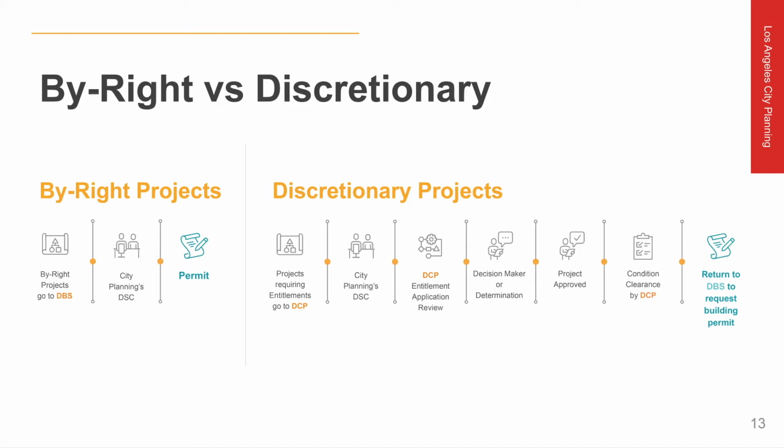By right projects, also known as ministerial projects, are development proposals that meet the standards and zoning regulations outlined in the zoning code and do not require additional or formal planning approvals, also known as planning entitlements. These projects may proceed directly to the Department of Building and Safety to request a building permit.